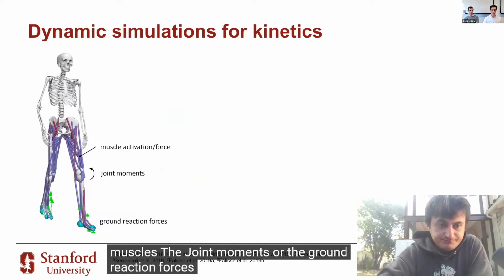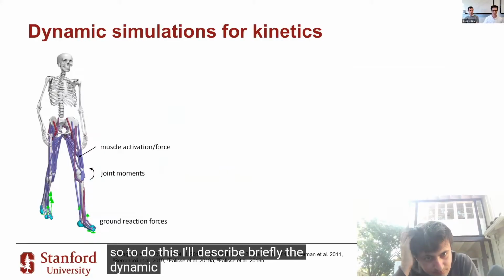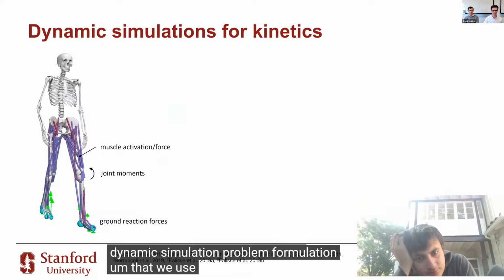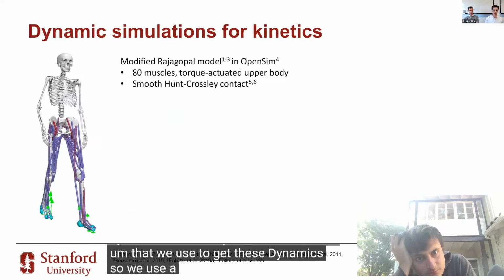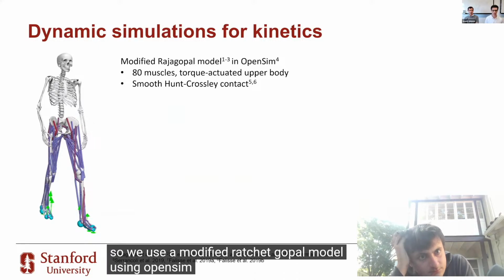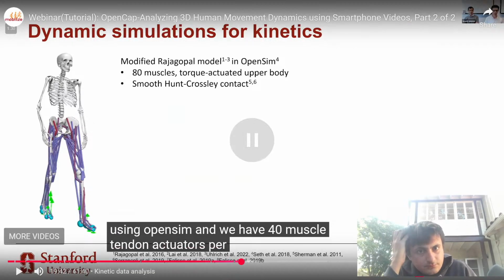To do this, I'll describe briefly the dynamic simulation problem formulation that we use to get these dynamics. We use a modified Rajagopalan model using OpenSim, and we have 40 muscle tendon actuators per leg.